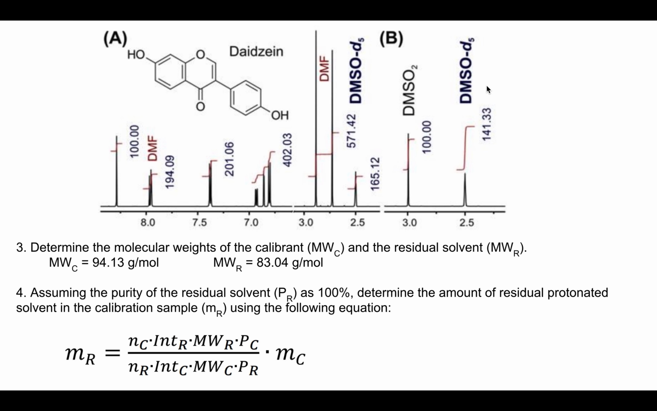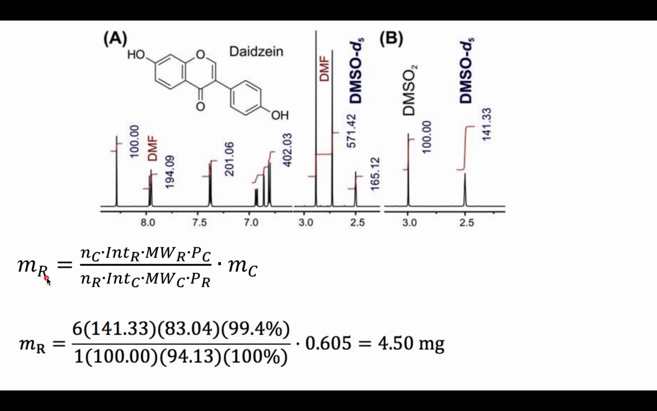And we now have enough information to solve for M sub R. So when we solve for the mass of the residual protonated solvent in spectrum B, we get 4.50 milligrams of residual protonated solvent in spectrum B. If you're wondering where the 99.4% and the 0.605 came from, these were given values for this example.